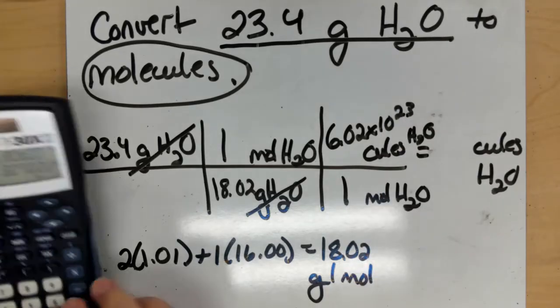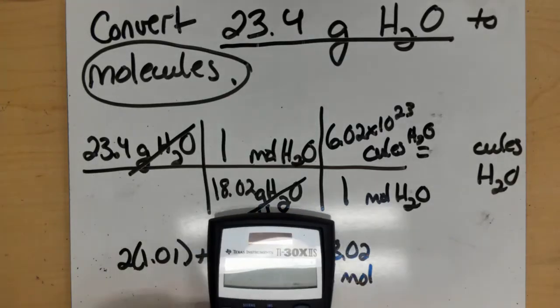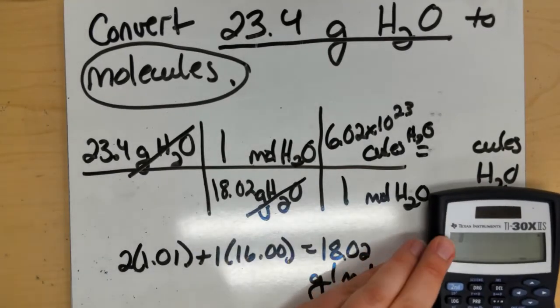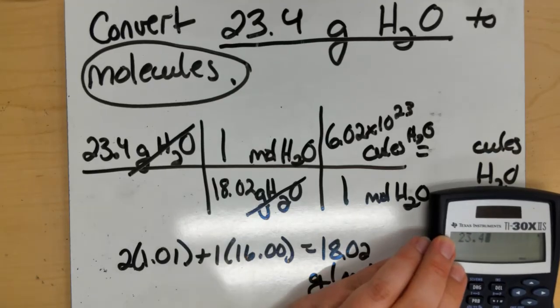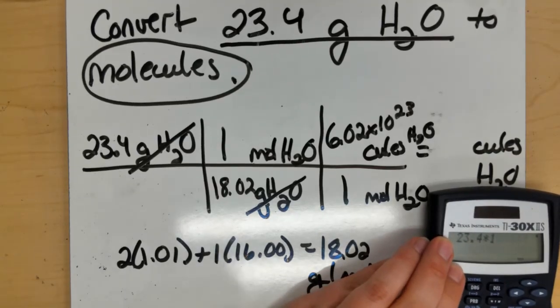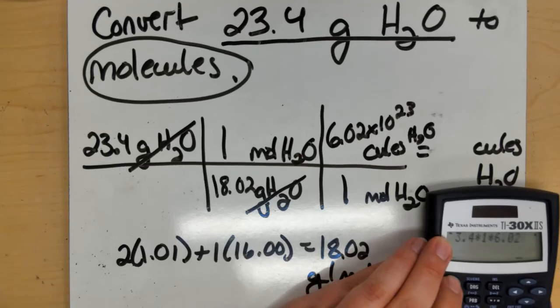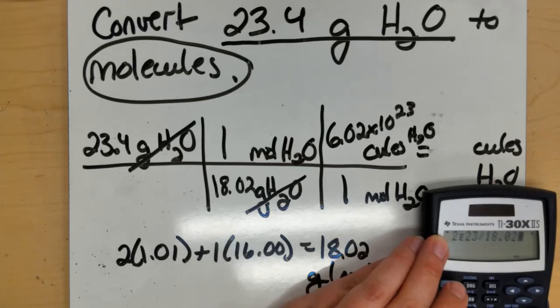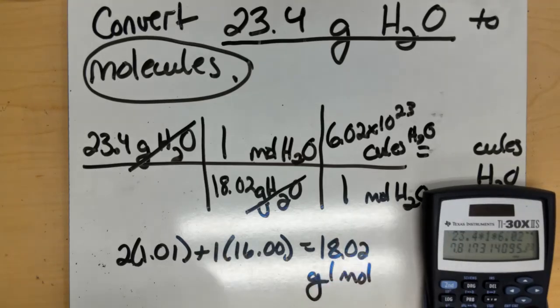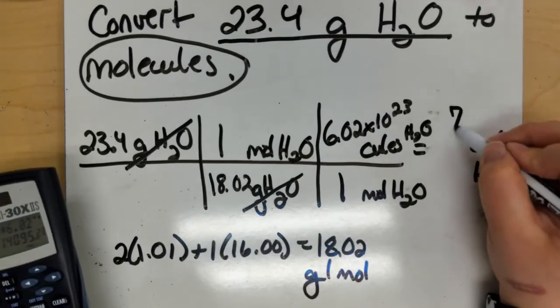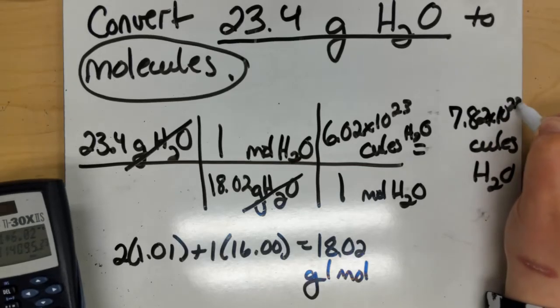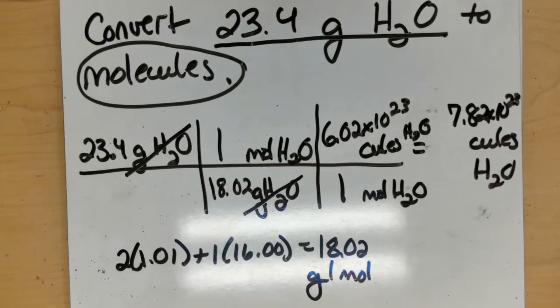So in 1 mole, there are 6.02 times 10 to the 23rd molecules. When I calculate this on my calculator, I would put in 23.4 times 1, obviously it's not going to change the answer, I'm just showing you for clarity here, times 6.02 times 10 to the 23rd, divided by 18.02. I could also divide by 1, but again, it makes no difference. So I get 7.82 times 10 to the 23rd molecules. Okay? And again, when I'm solving for atoms or molecules, I should be expecting to get a large number, and I did here, so that's good news.